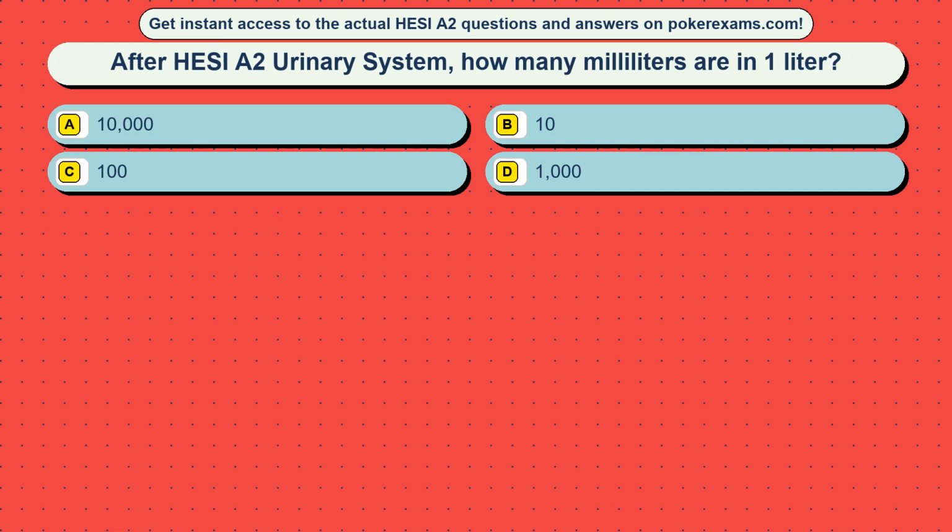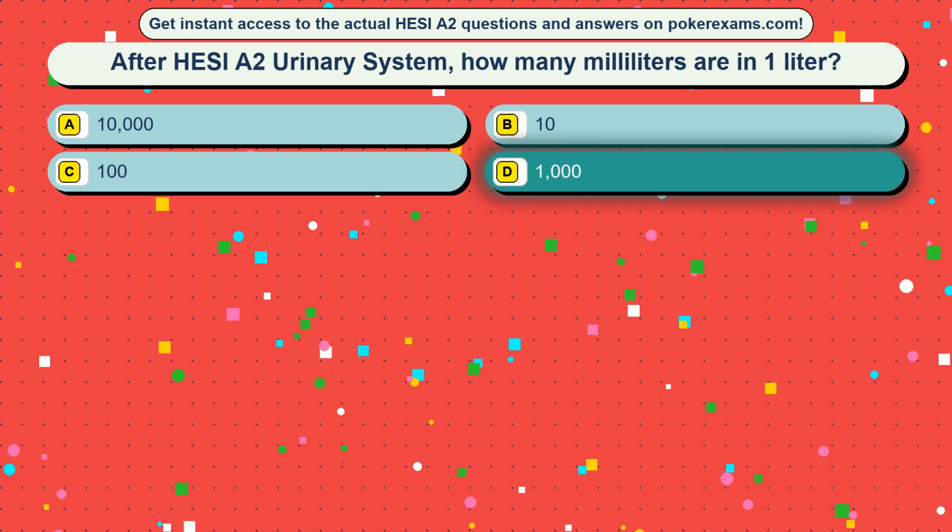Question 16. After HESI A2 urinary system, how many milliliters are in 1 liter? Option A, 10,000. Option B, 10. Option C, 100. Option D, 1,000. The correct answer is option D, 1,000.